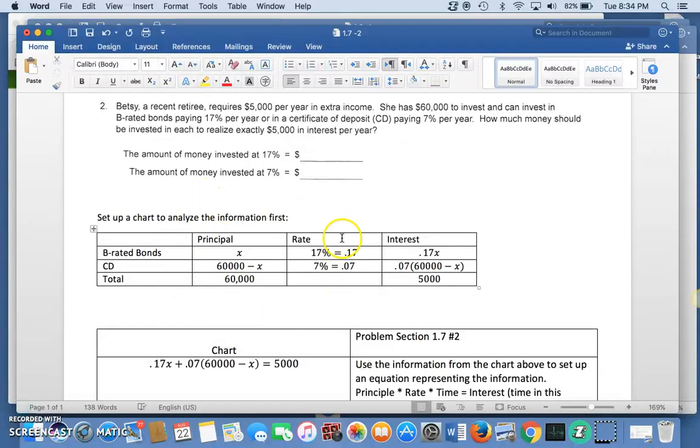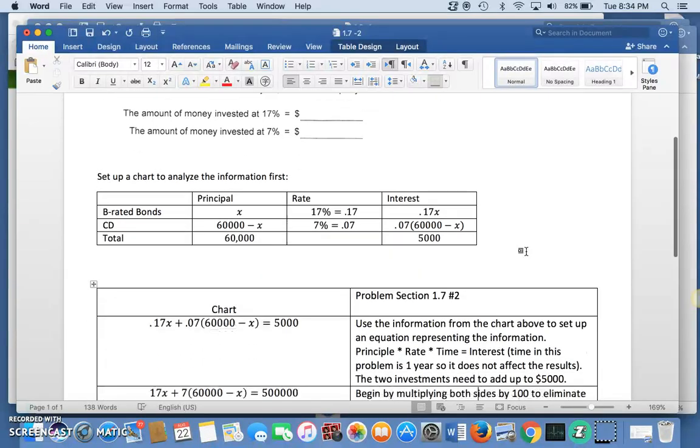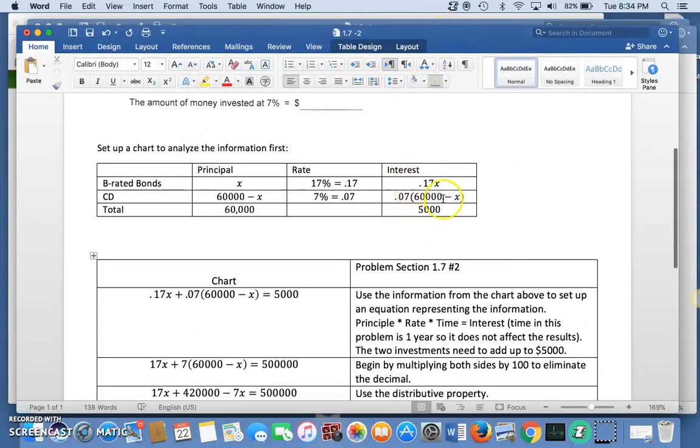So the principal times the rate is going to be the interest. The actual time won't play in because we're only talking about a year here, so the time would be 1, so 1 times anything is itself. So based on this chart here, you take the interest from the first investment, the bonds, plus the interest from the second investment, the CDs, and it should equal the total interest.